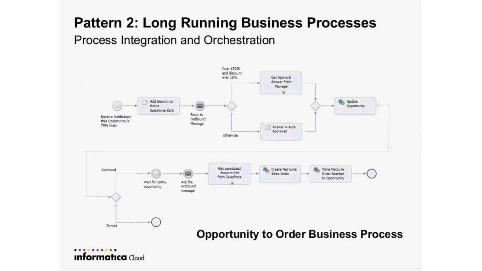The other pattern, pattern 2, goes into a more advanced use case where you not only want to access services in real time, but you are actually orchestrating a big business process. As this example shows, we have an opportunity-to-order business process leveraging three endpoints. One is Salesforce, which generates the opportunity the sales team is working on, and the other endpoint is NetSuite, where you want to do the order creation and order fulfillment. In between, you have some human workflows involved to address approvals and task flows.